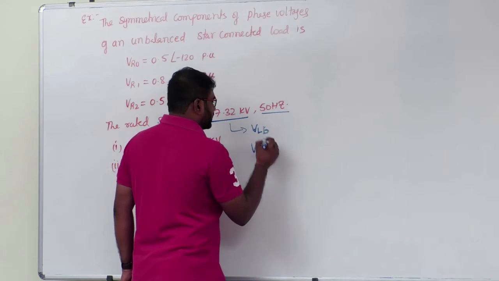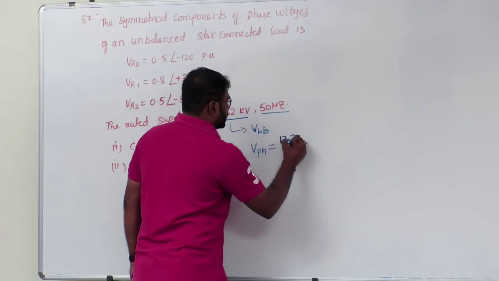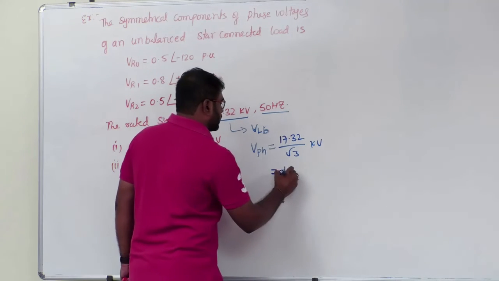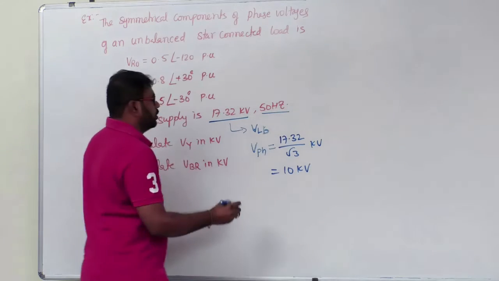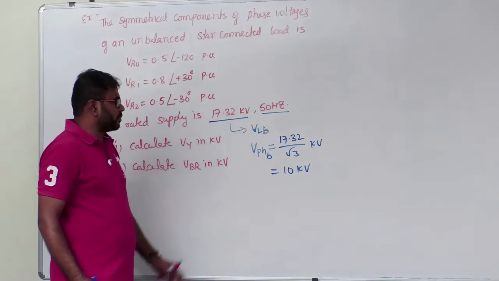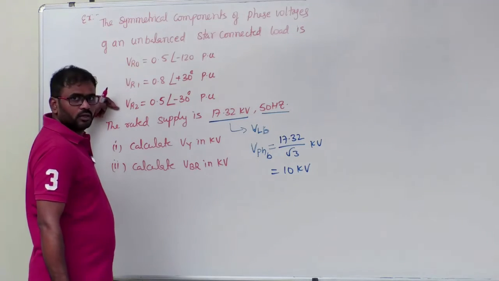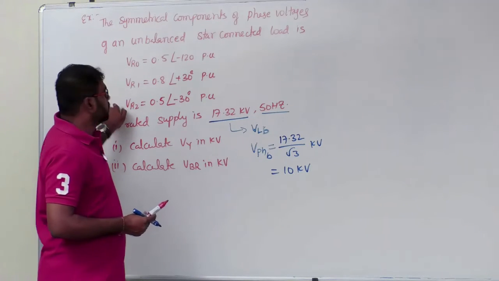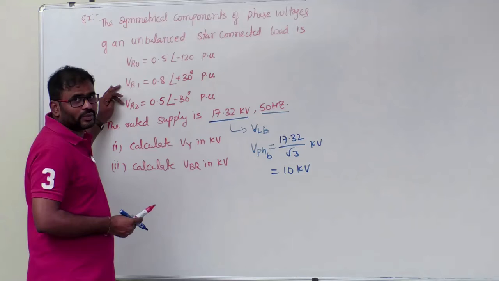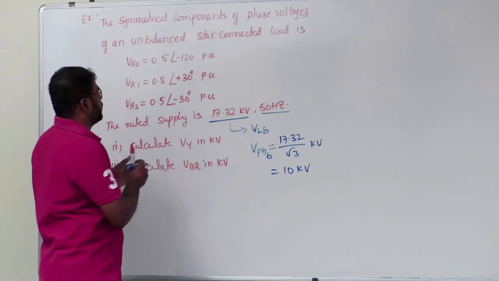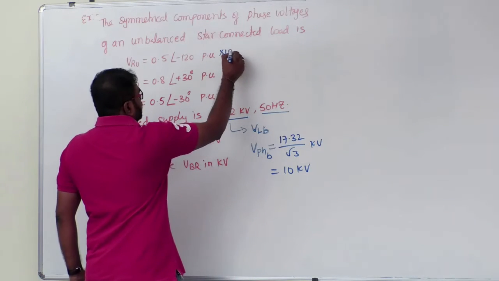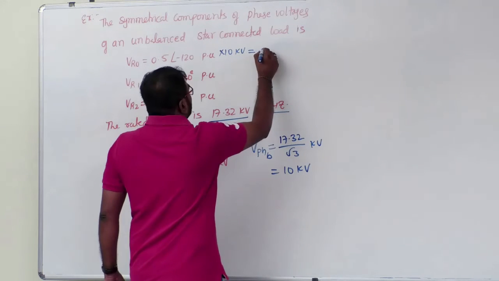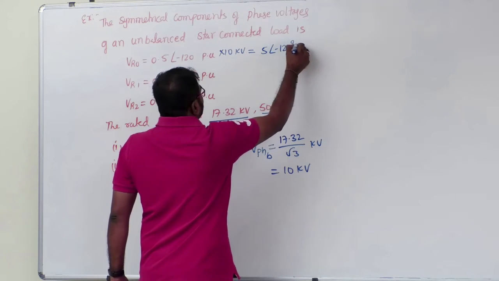The phase voltage base equals 17.32 by root 3 kV, which is 10 kV. So the phase voltage base is 10 kV. That means you just multiply with this 10 kV. Why? By default VR0, VR1, VR2 are the phase values of the sequence components, not the line values. So if I multiply with 10 kV, what do I get? The actual value. VR0 is 5 at an angle minus 120 degrees kV.